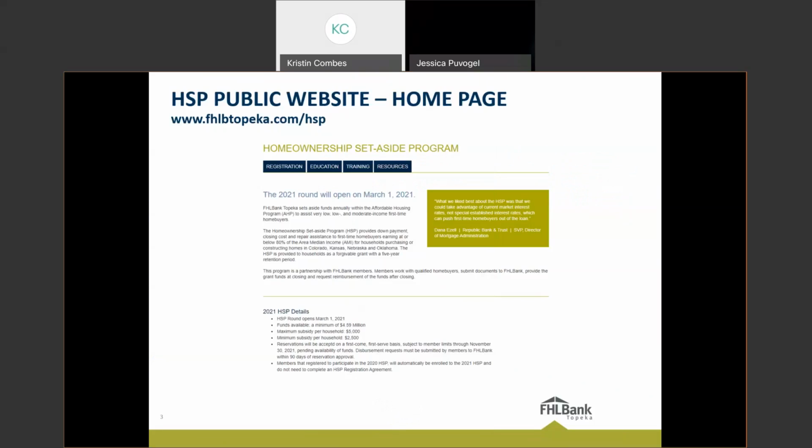As I mentioned earlier, we provide in-depth training documents on our public website. The address is listed at the top of this slide. The home page of the public website provides basic round information. Once the round opens, an updated funds remaining balance will be posted on this page. The balance on this page is only updated once a day, typically in the morning. An up-to-date real-time balance is available anytime on your dashboard when you log into HSP Online.